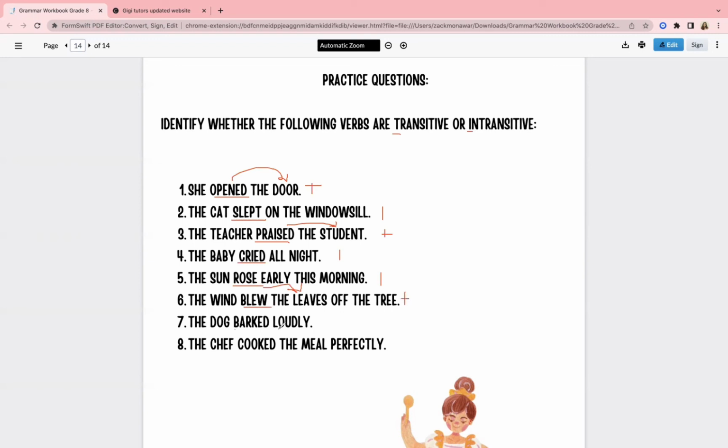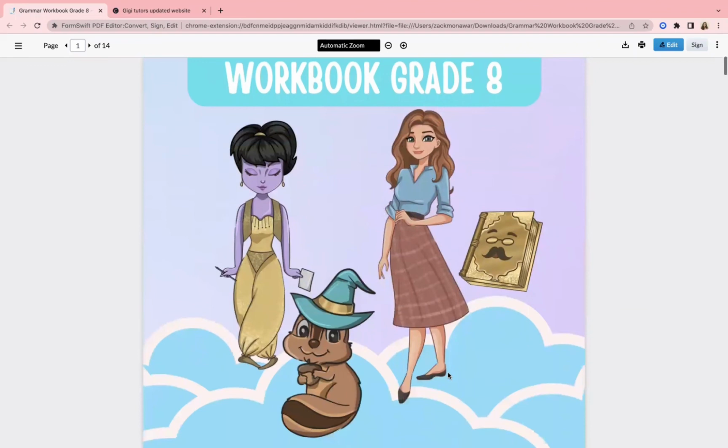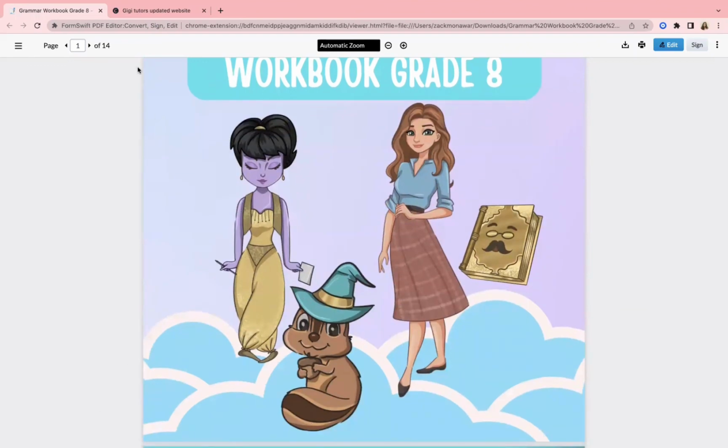Rose is intransitive. The wind blew the leaves off the tree. They blew the leaves, so it is transitive. Barked loudly is intransitive. And cooked the meal. They cooked the meal. So this is transitive.